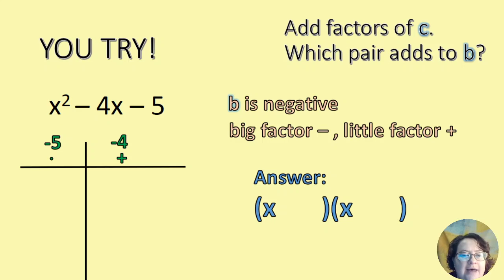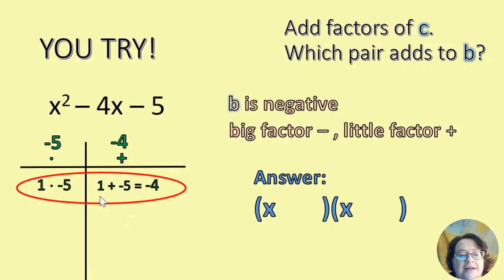And I know that since my b is negative, my big factor is going to be negative. My little factor will be positive. So negative 5 divided by 1 is negative 5. And I don't have to go any further than that because those add to negative 4. So if I had forgotten that the little factor was going to be positive and my big factor was negative, all I do is keep going. So divided by 2, 3, 4.